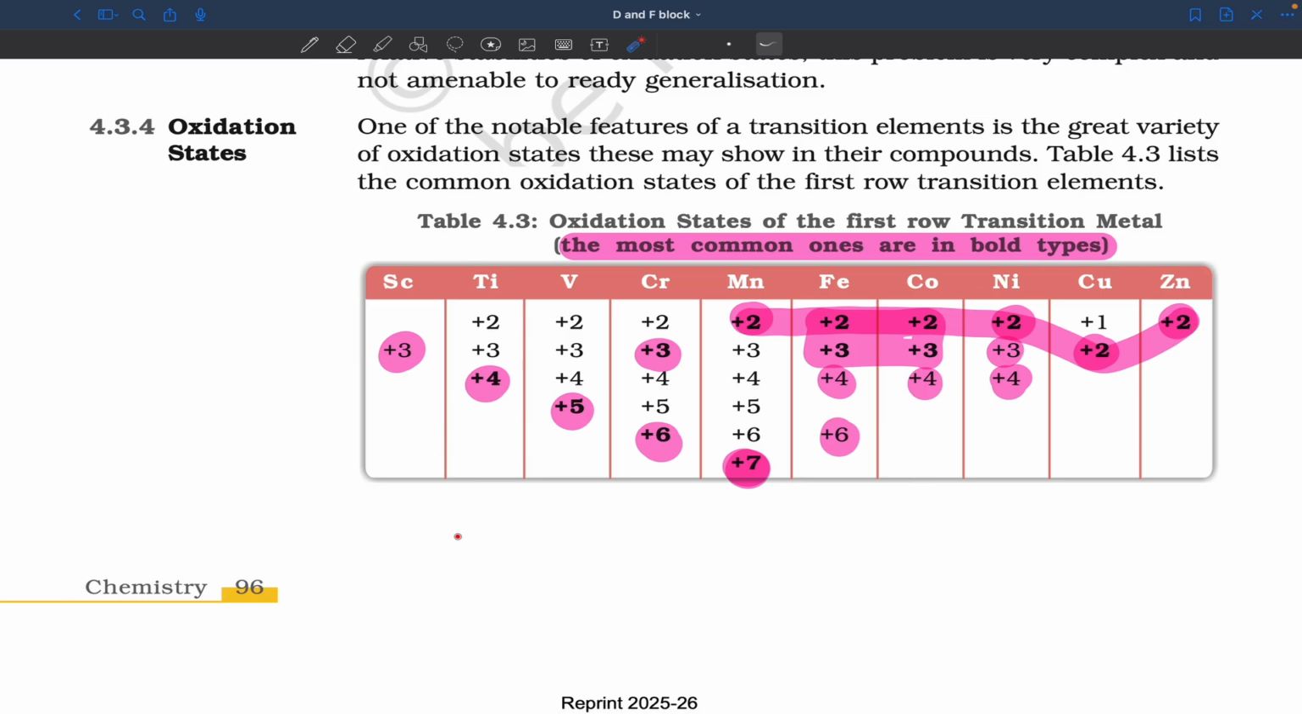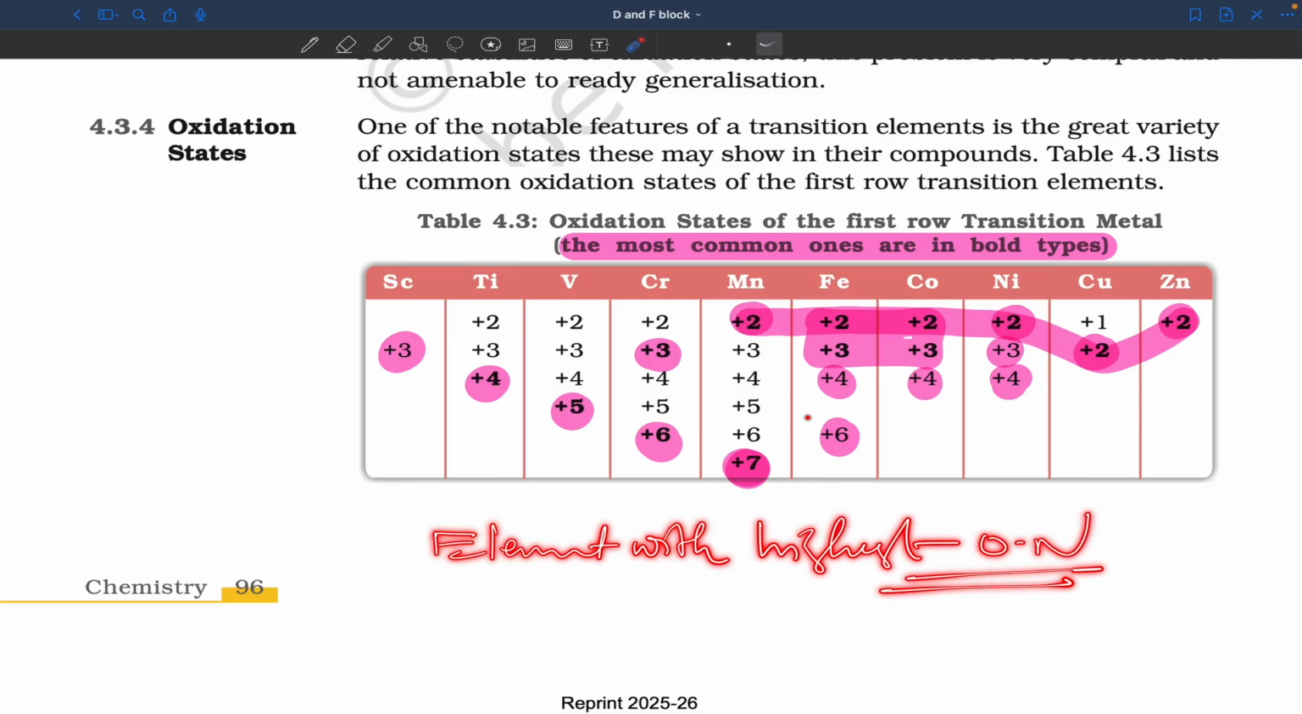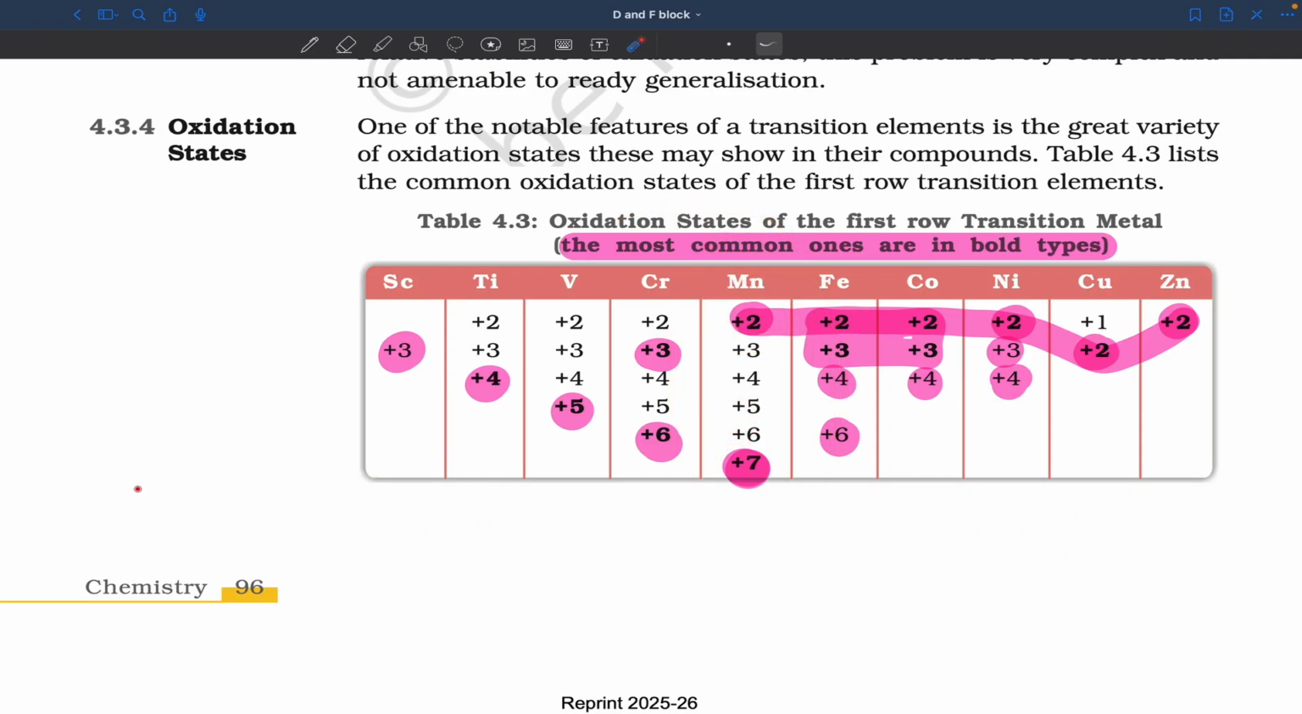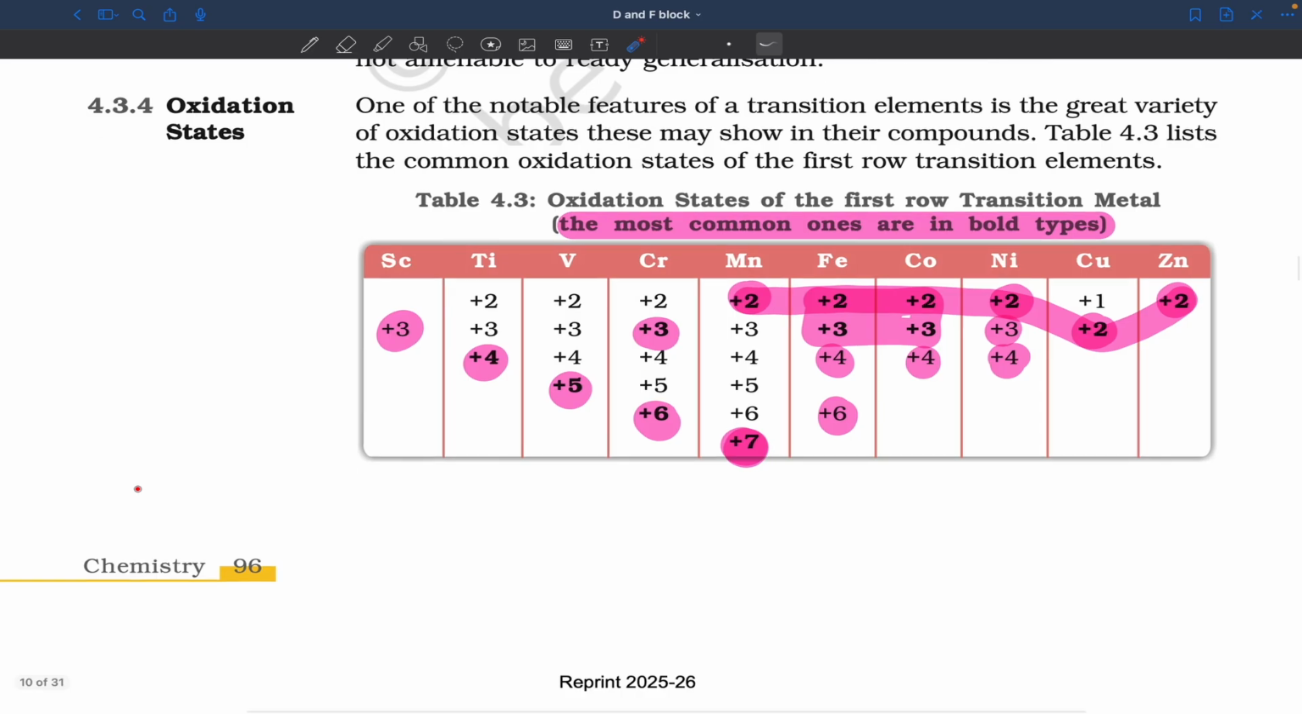Right, one more question. The element with the highest stable oxidation number, which element should it be? Manganese, right? So +7, +2. +7 is the highest oxidation number exhibited by any 3d series element in the periodic table, right?